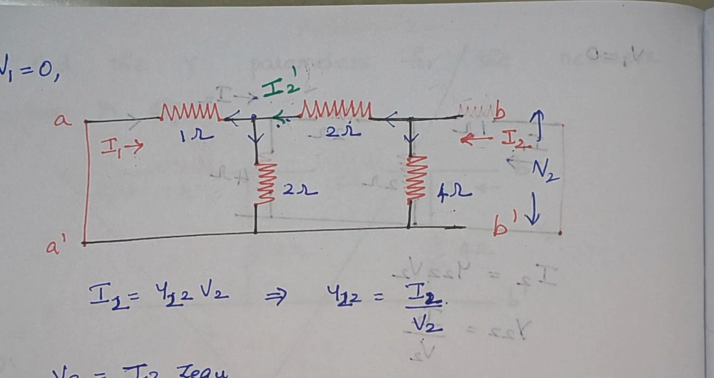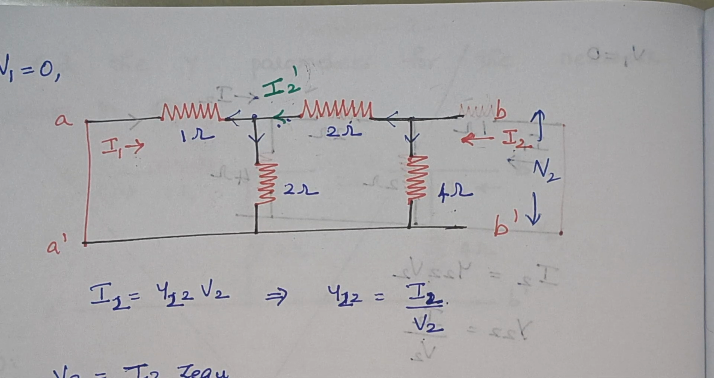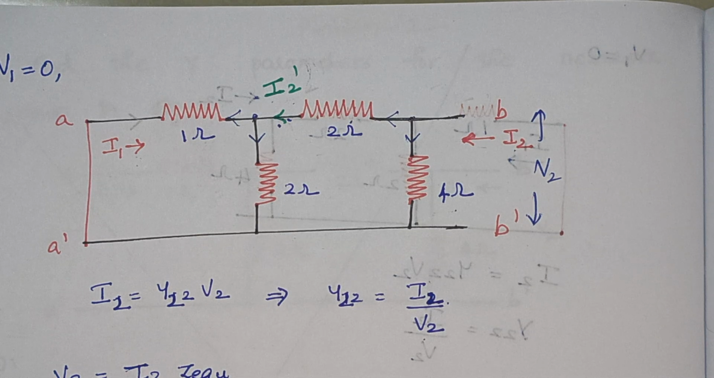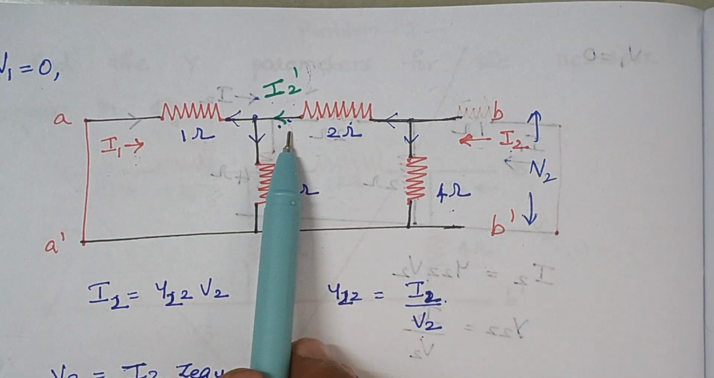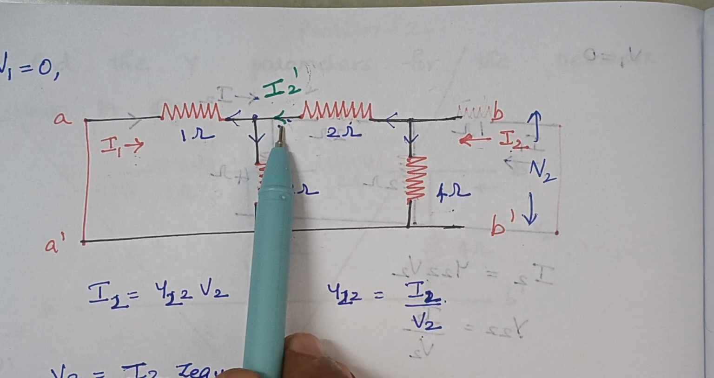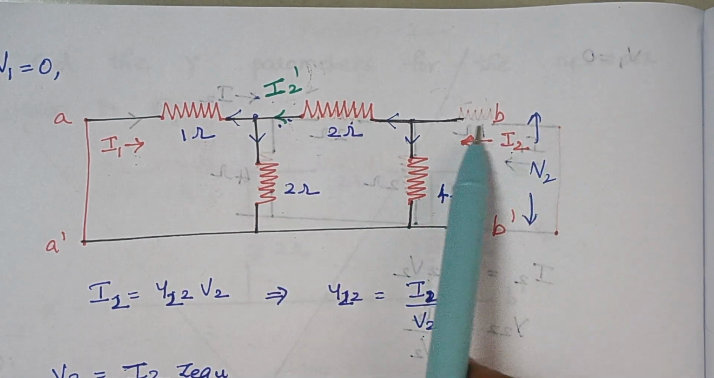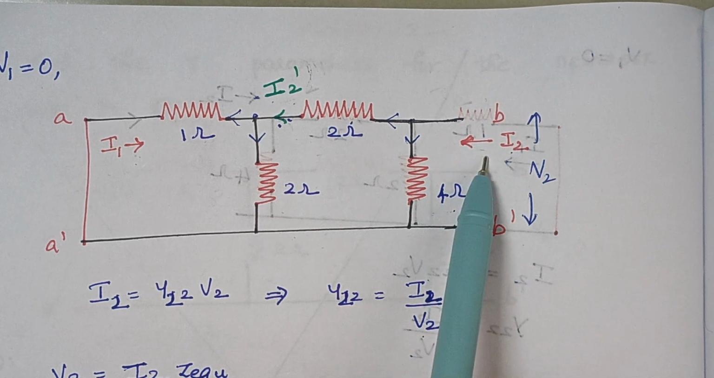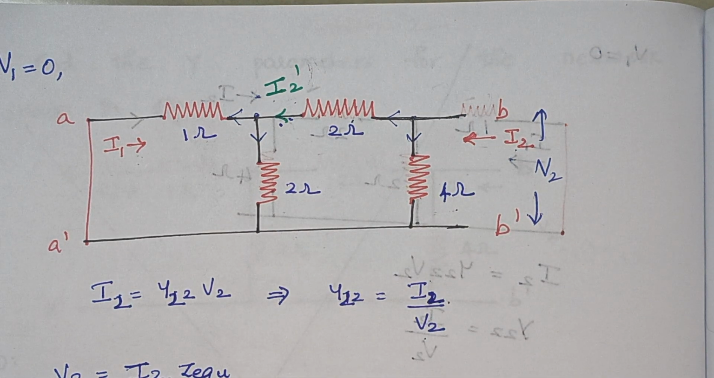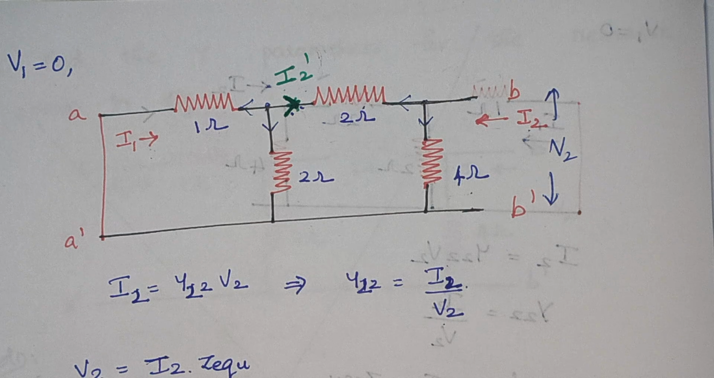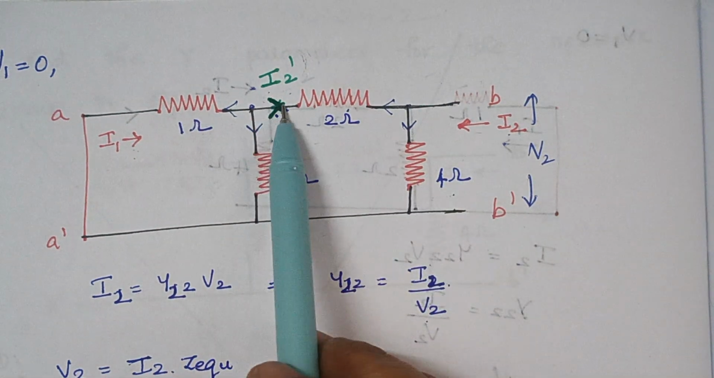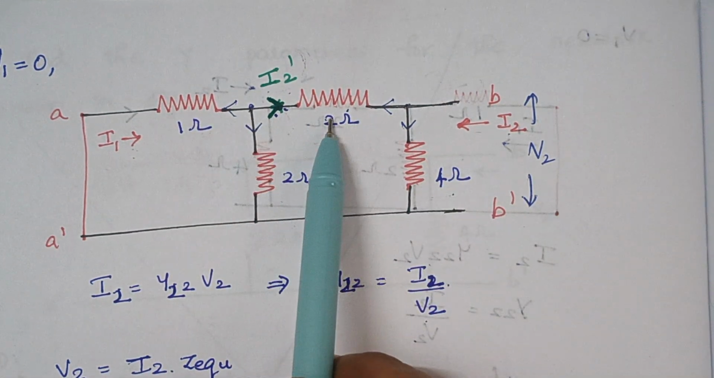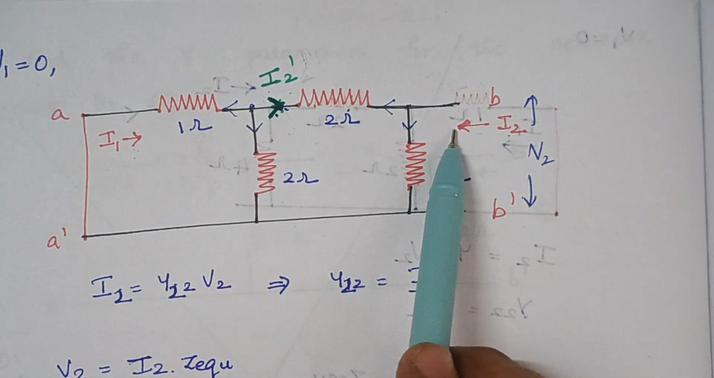Now as a first step, I am going to calculate the I2 dash. So how to calculate the I2 dash? Again, we are going to apply the current division rule. To calculate I2 dash, what is the total current? Here the total current is I2. Right. You see, this is the direction of our I2 dash, and this is our I2.